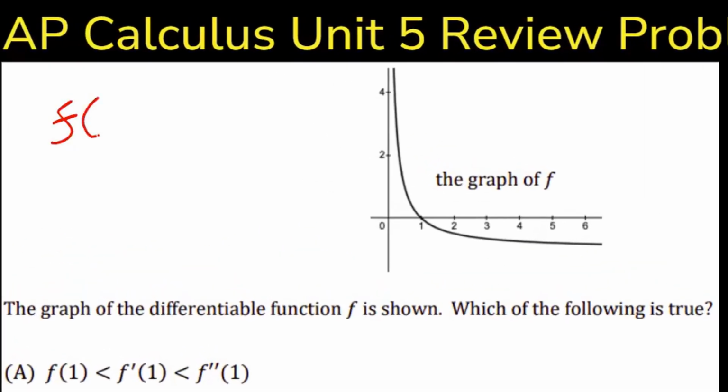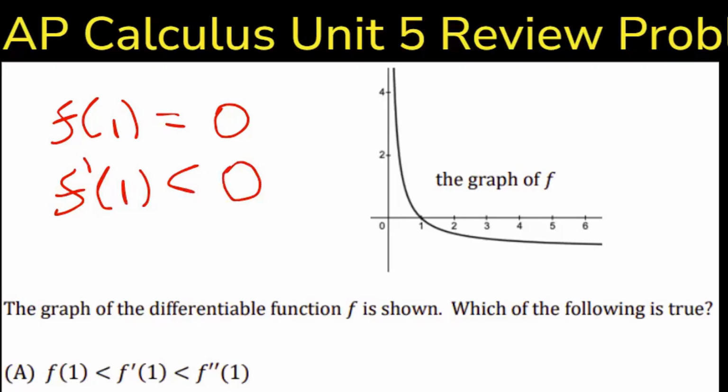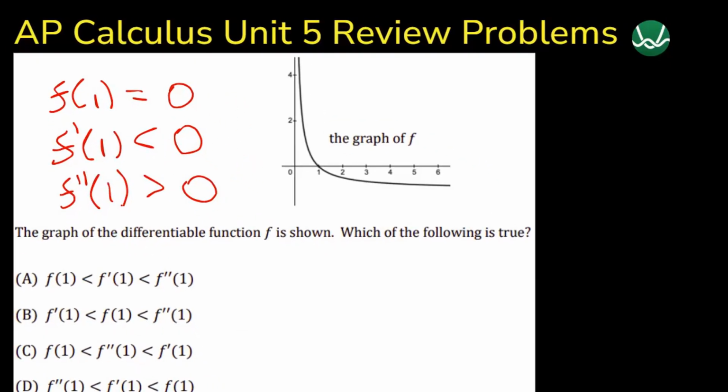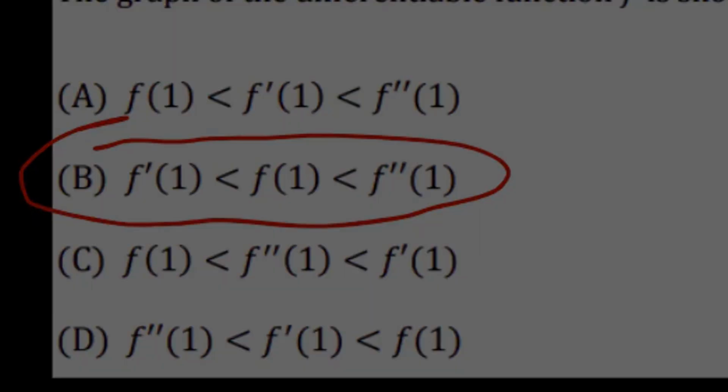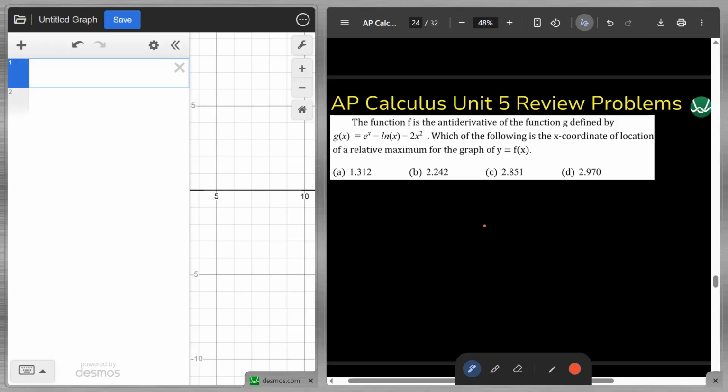We know f of 1 is equal to 0 because it's an x-intercept. What we do know about f prime of 1 is that it's got to be negative since the function is decreasing. And since the graph is concave up, particularly at 1, we know the second derivative is positive. So we just have to put those in order. The first derivative is negative, the original function is 0, and the second derivative is positive. Choice B.